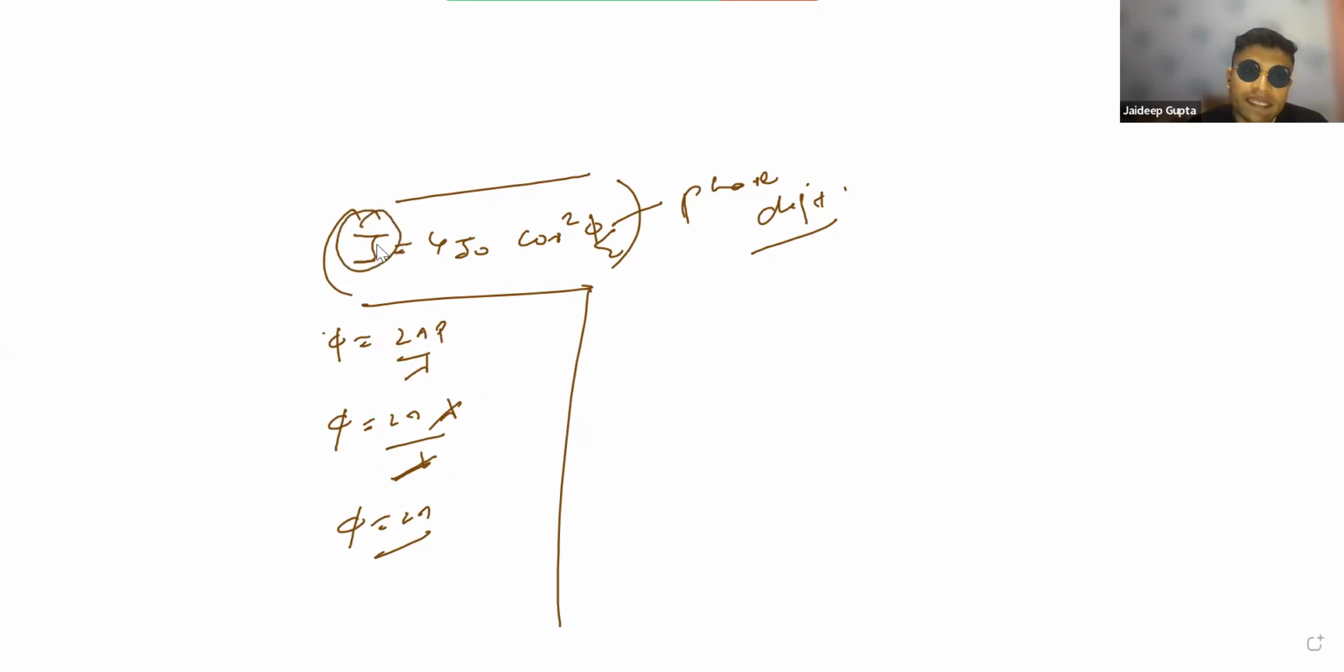Now, intensity is given and path difference is given. But first of all, we have to calculate the value of I naught. What we have to do first is calculate the value of phase difference by putting the value of path difference, that is lambda, given in the question. If you substitute it, then you will get phi equals 2 pi.